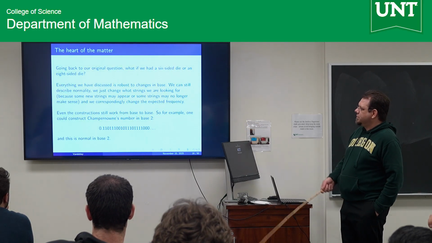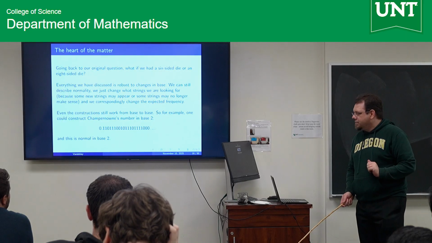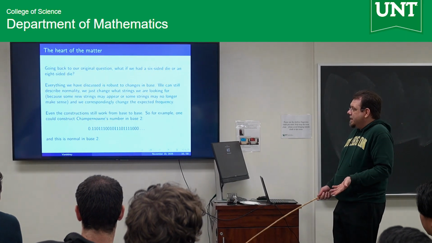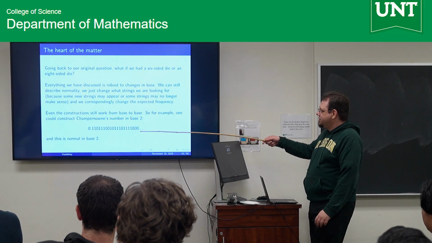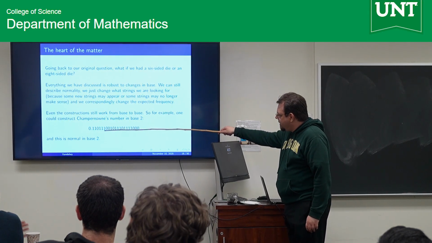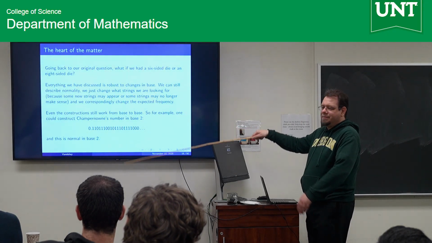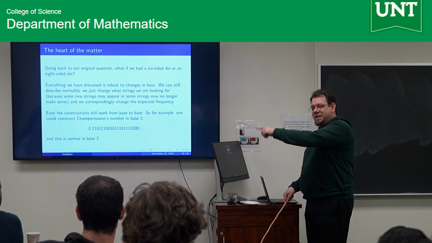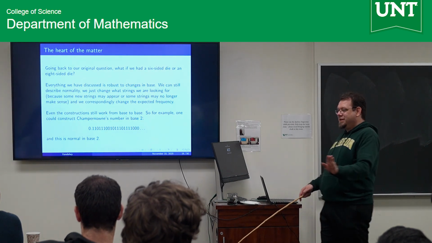We just change what strings we're looking for, because some new strings may appear if I add more digits or may get removed if I want to delete some digits. And we change the corresponding frequency we expect them to appear at as well. These constructions even basically work from base to base. So if I want to construct Champernowne's number base 2, 1, 1, 0, 1, 1, 1, 0, 0, 1, 0, 1, 1, 1, 0, 1, 1, 1, 1, 0, 0, 0, so on and so forth. Now note, this is Champernowne's number in base 2, which is not the same number as Champernowne's number in base 10. They are completely different numbers.